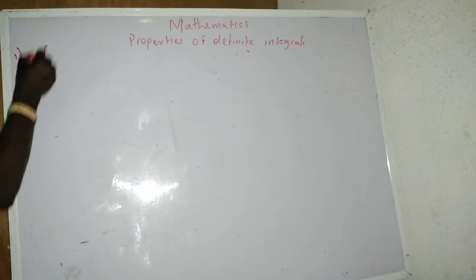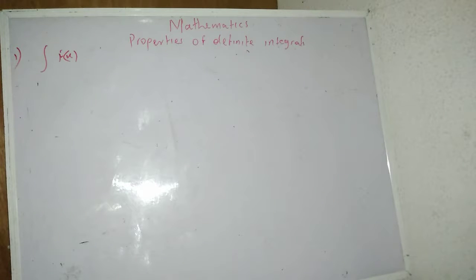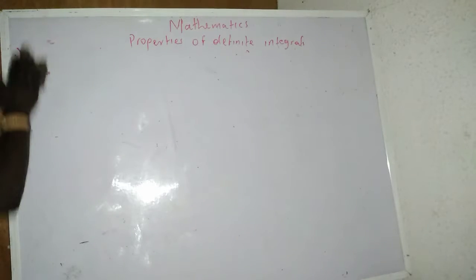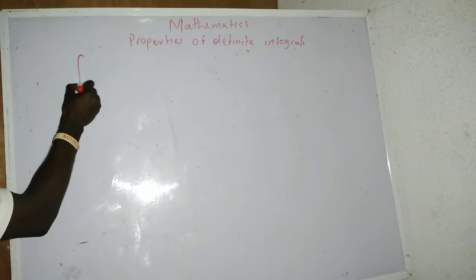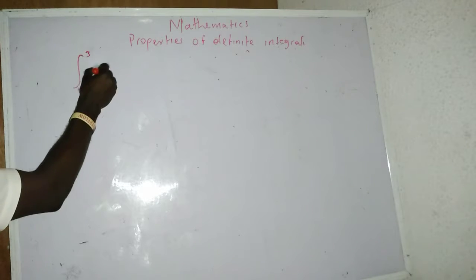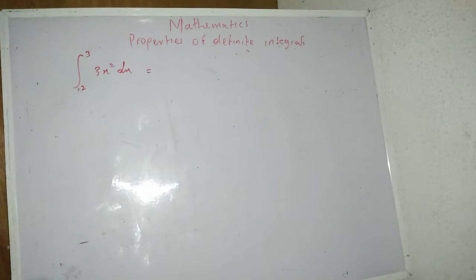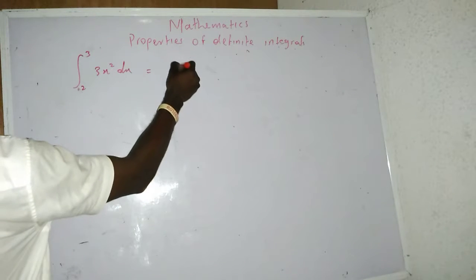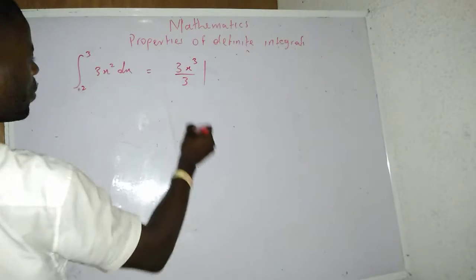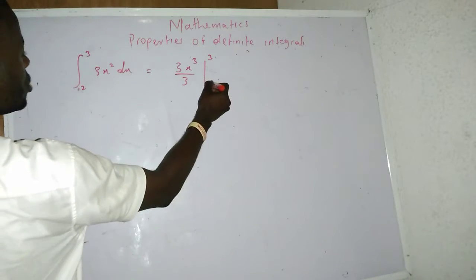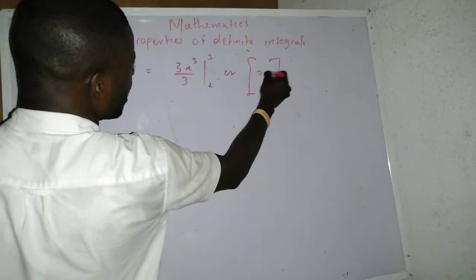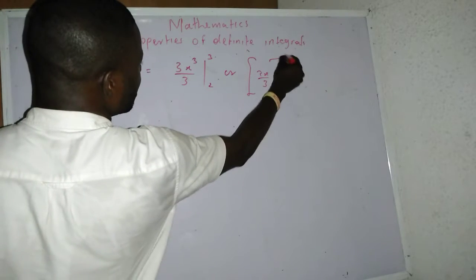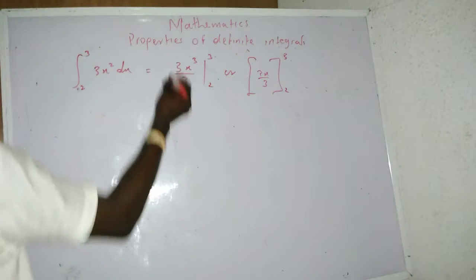If I have the integral of f of x with limits a to b, let me explain before we talk about the property. Let me use the numbers 2 and 3, and 3x squared dx. Now, my integral of this is 3x raised to power 3 divided by 3, evaluated from 2 to 3. Or you can do it like this, 3x all over 3. Anyhow you want it, the 3 will cancel the 3.